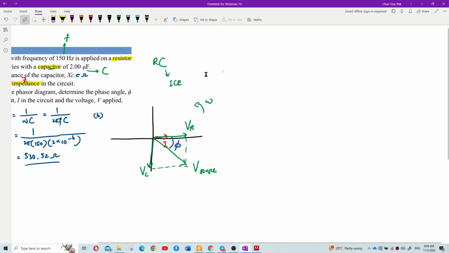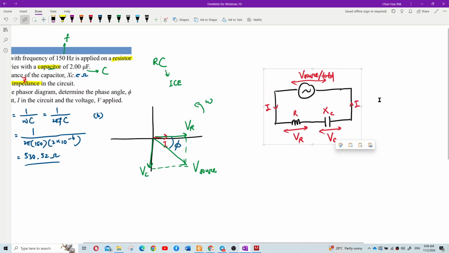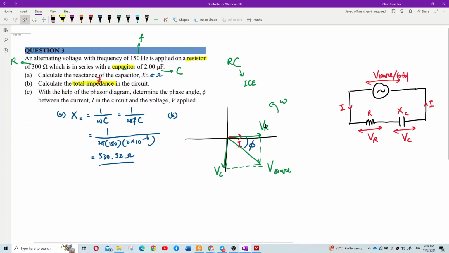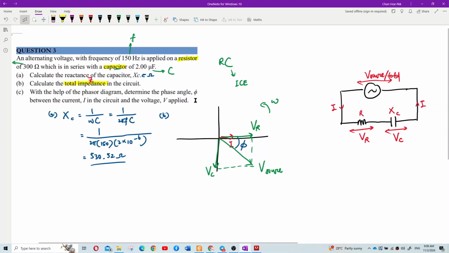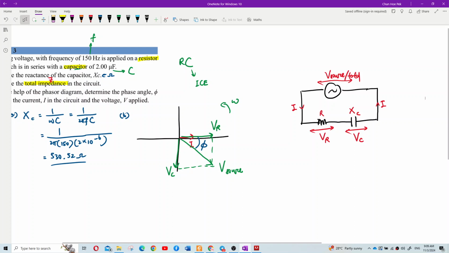Dia macam ini. Okay. Ya. So RC circuit also. So dia ada VR dan VC. Okay, apa itu impedance, class? Impedance is, kan, you ada resistance for resistor, you have resistance for capacitor. Total. Apakah total resistance dia?